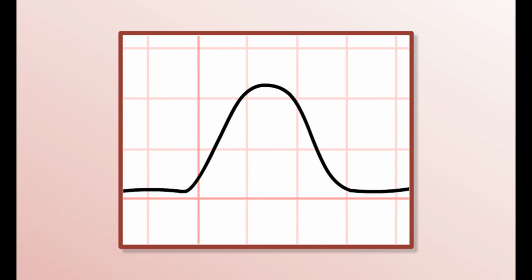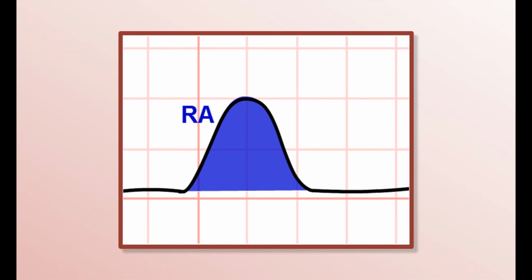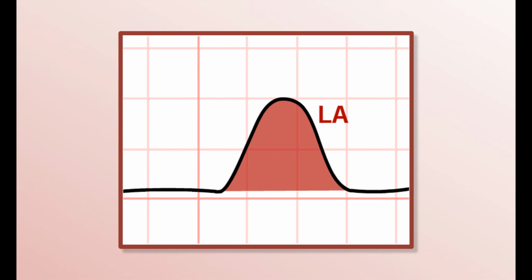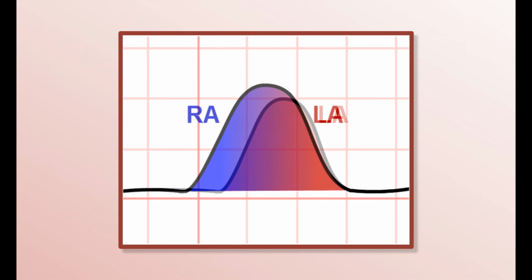The area under the curve, that is the area bounded by the waveform, roughly represents the relative mass of the atria. Since the sinus node is in the RA, the RA is depolarized first and the LA second, and thus the first portion of the P wave is from right atrial depolarization and the second portion is from left atrial depolarization. Therefore, in the most general sense, right atrial enlargement affects the first half of the P wave and left atrial enlargement affects the second half.